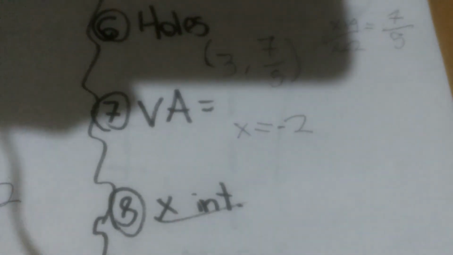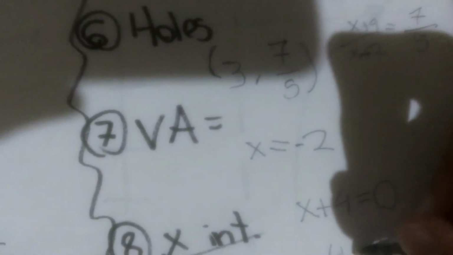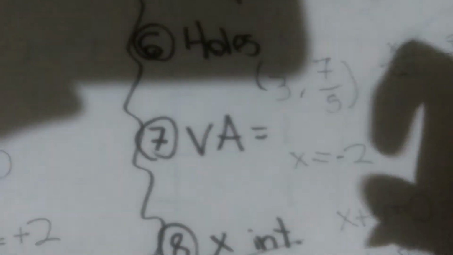The x-intercept is the easiest one because the only thing we have left in this function up here is x plus 4. So we need to make that x plus 4 equal to 0, and that would be x equals negative 4. That's our x-intercept.